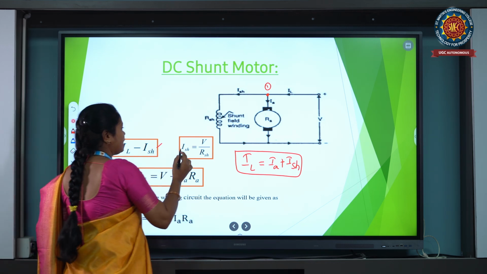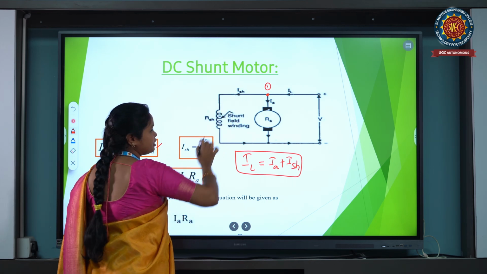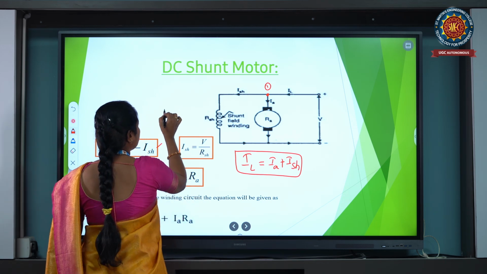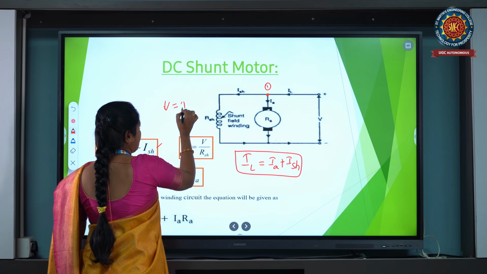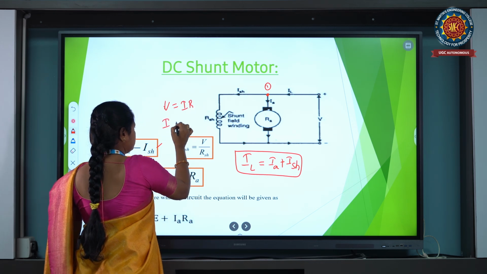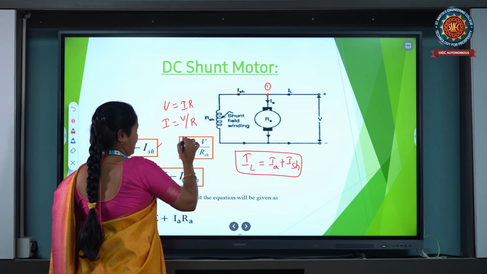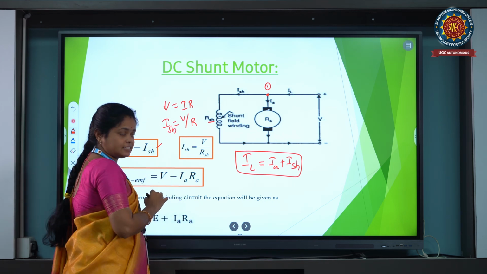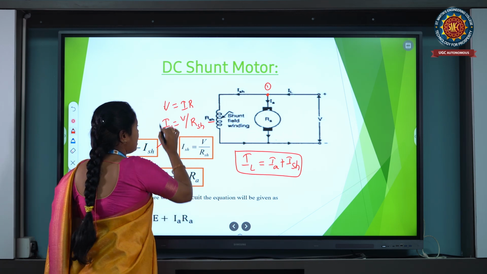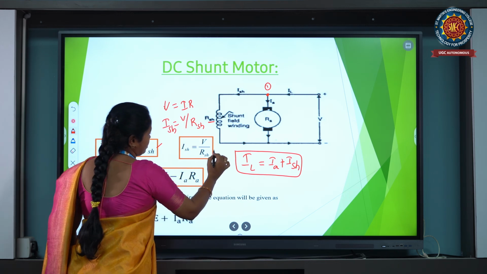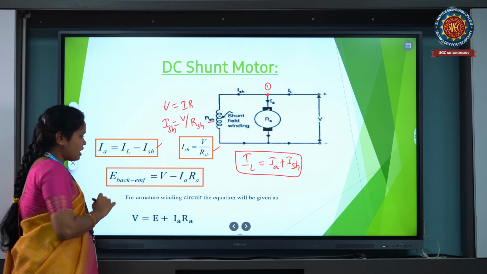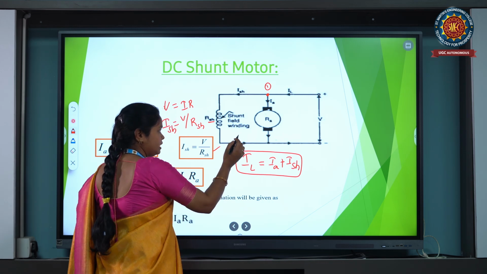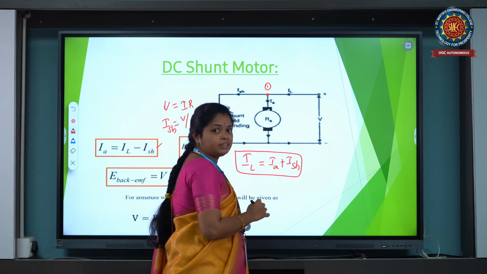Next, I want the shunt field current. ISH equals V by RSH. According to Ohm's law, V equals IR, so I equals V by R. Here I am taking the shunt field, so the subscript is SH. ISH equals V by RSH, from Ohm's law. And next, I want the back EMF produced in the machine, that is EB. For this circuit I am applying KVL.